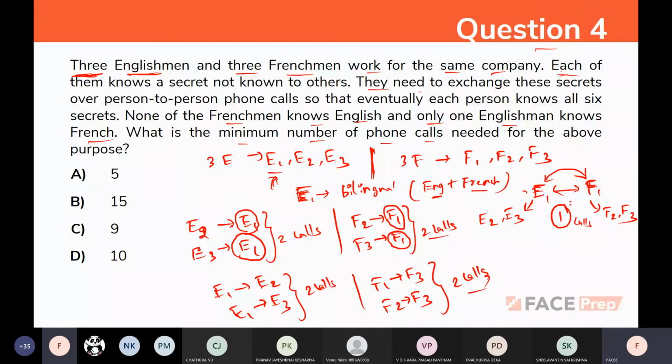Someone tell me the answer. Someone unmute yourself. You can put it in the chat box also.